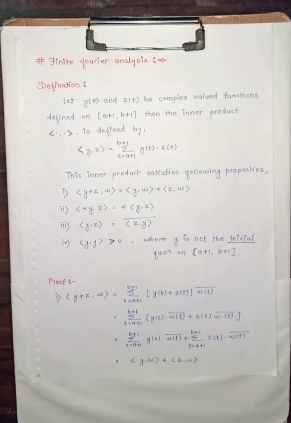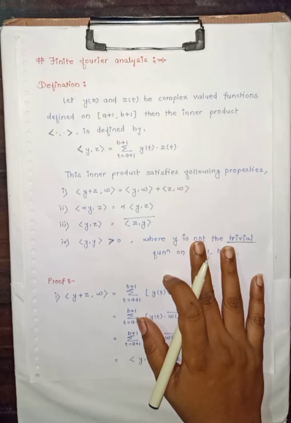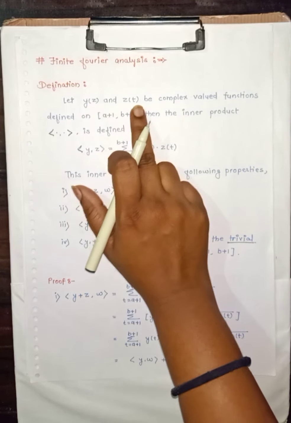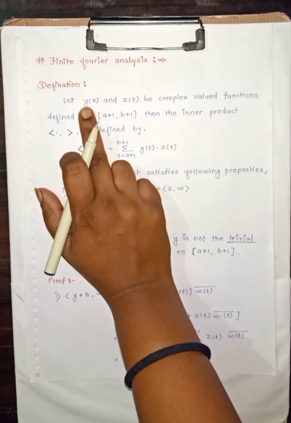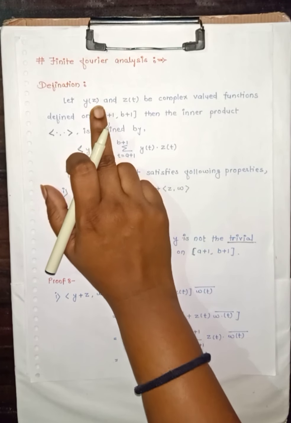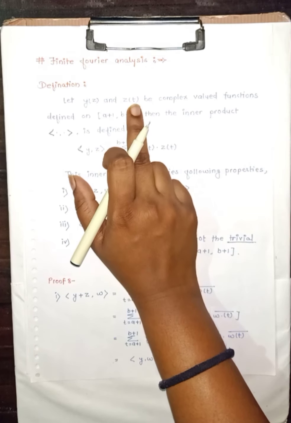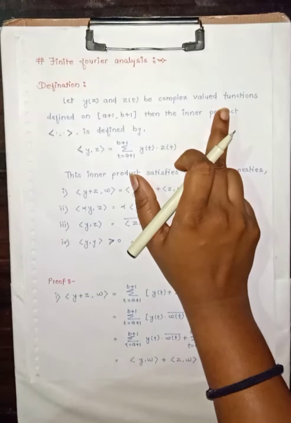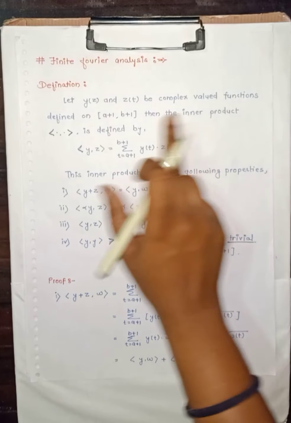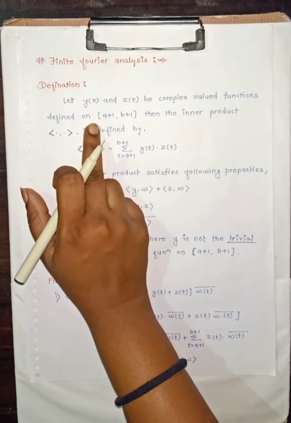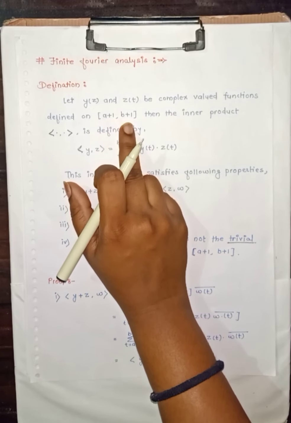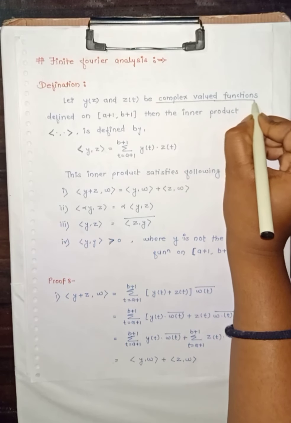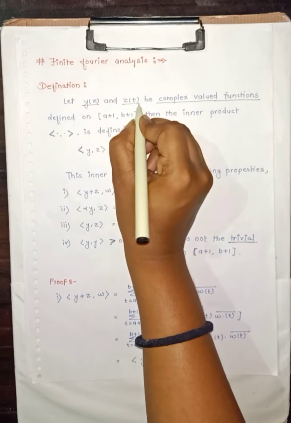So let's read once again. Let y of z and z of t, so we are given that y is a function of z and z is a function of t, be complex valued functions defined on closed interval a plus 1 and b plus 1. We are given complex valued functions y of z and z of t.